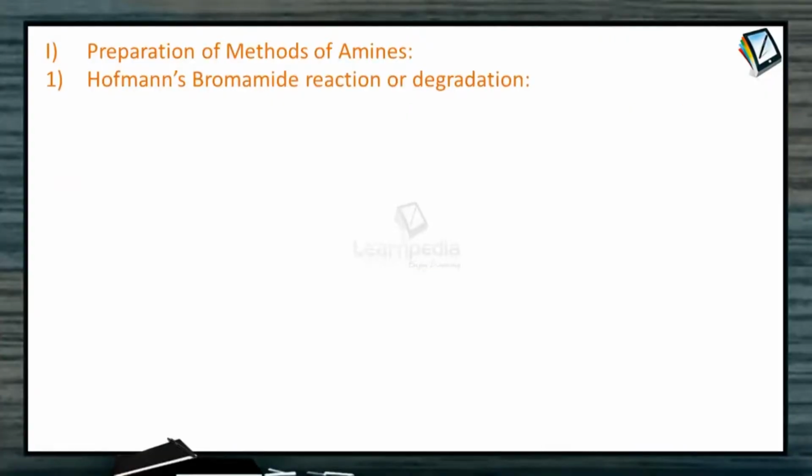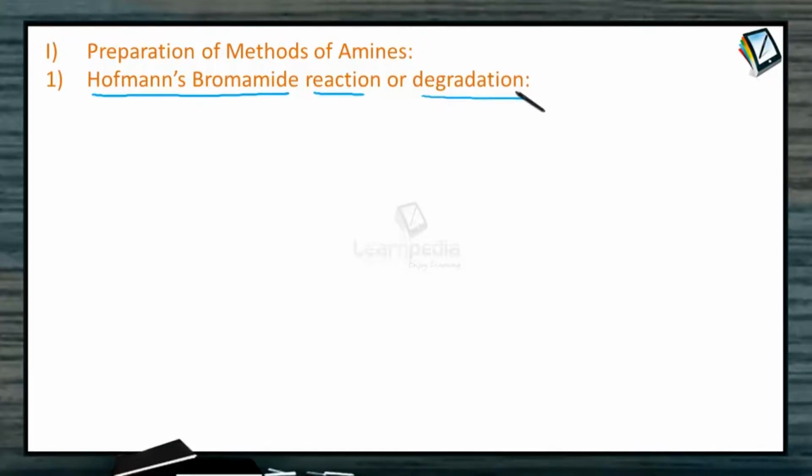Among the various methods of preparation of amines, we have Hofmann's bromamide reaction or degradation. What is this Hofmann's bromamide reaction? In this reaction for the preparation of amine, the starting material is amide, RCONH2. When this RCONH2 is treated with bromine and concentrated aqueous KOH solution, that is, bromine in the presence of KOH, which is nothing but potassium hypobromite, KOBr, K plus OBr minus, as the reagent, then primary amine is formed with the byproducts potassium bromide, potassium carbonate and water.